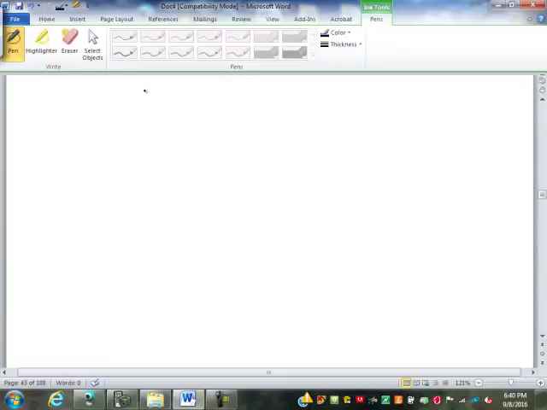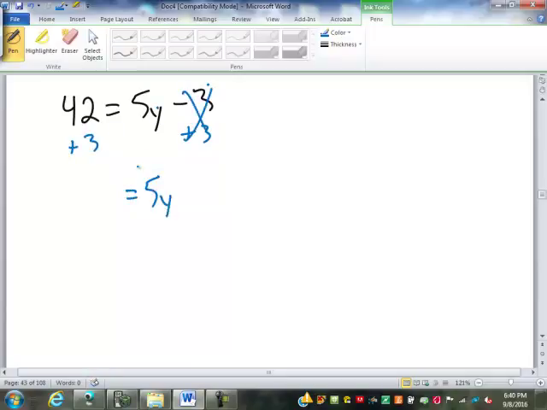Okay, how about 42 equals 5y minus 3. What's the first thing we're going to have to do to try to solve this equation? Add 3. Very good. Takes off the subtracting 3. We're left with 5y here. Have to add 3 to the other side. 42 plus 3 is 45.